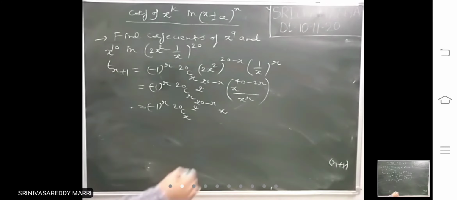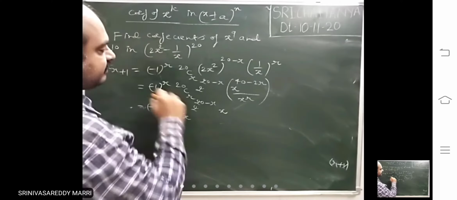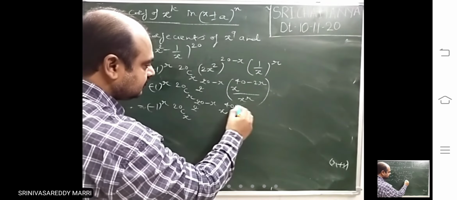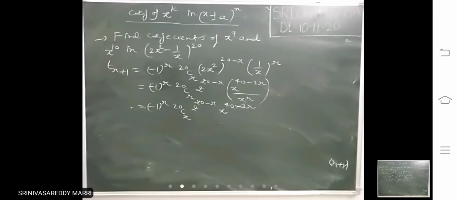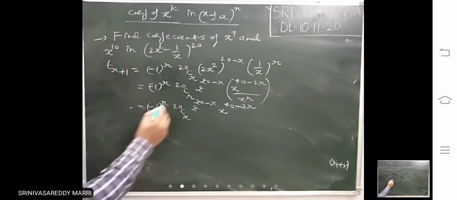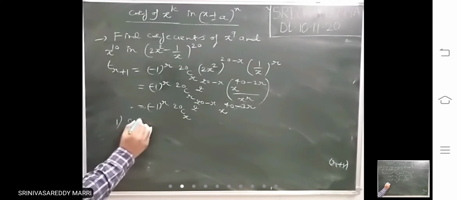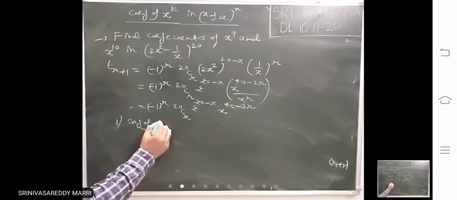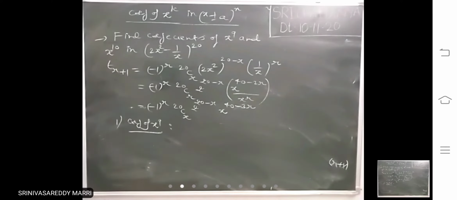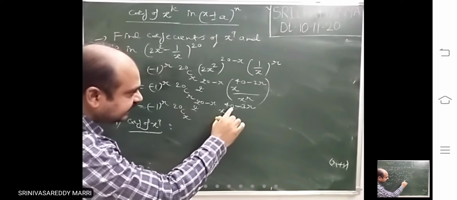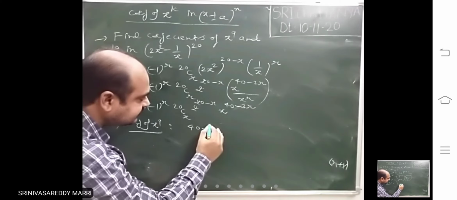X power k. That means a power m divided by a power n is a power m minus n. Now the first one: whatever you want to find, the coefficient of x power 9. X power 9 means this exponent must be 9. Equate this to 9 and find which term it is.